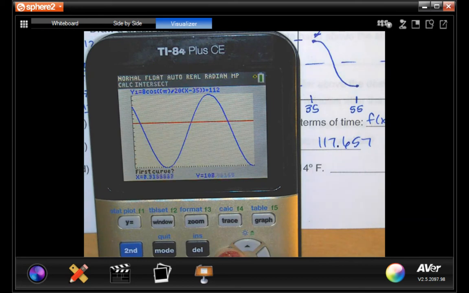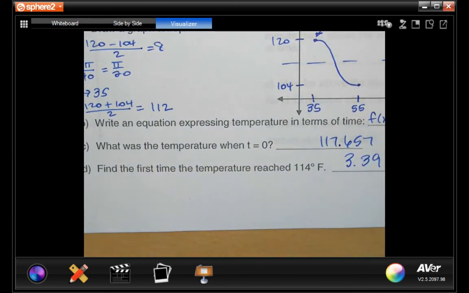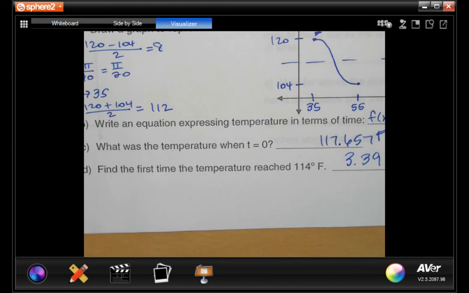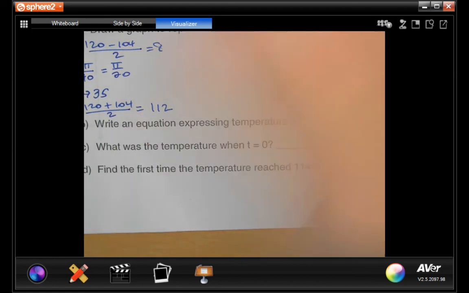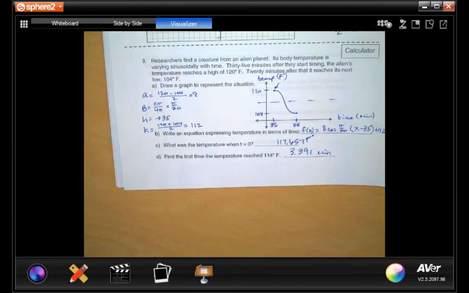So when it says first time, is it always the first intersect from 0? All right, that's what I got, 3.391. And that's in minutes, right? Yes. This one was degrees. Would you have to change that from minutes to seconds? It's always talking about the first quadrant. It's not going to ask us about the negative, like the second quadrant.